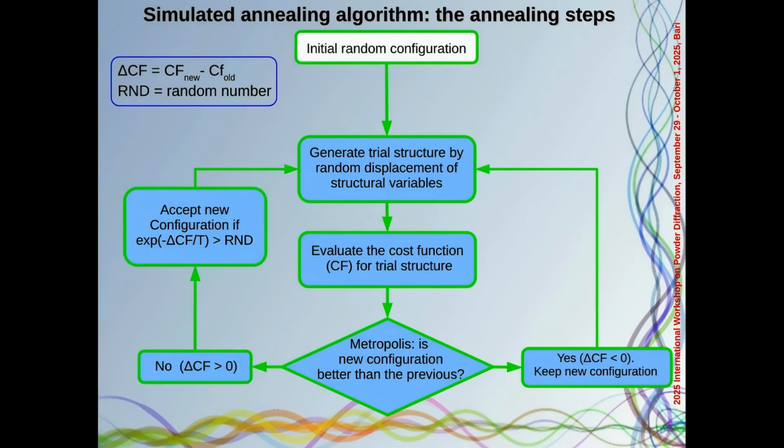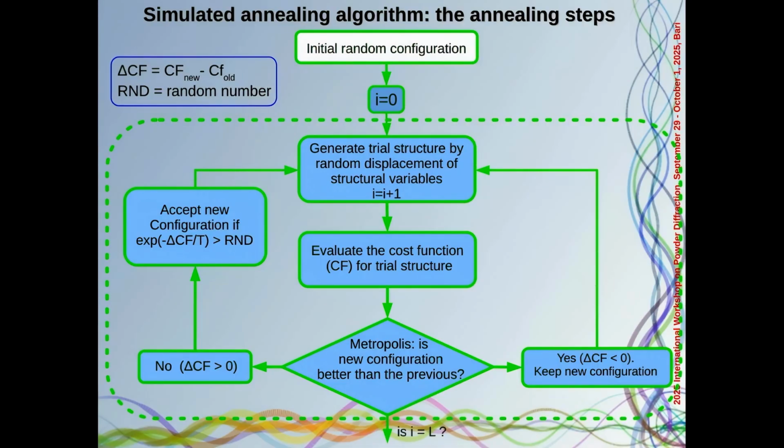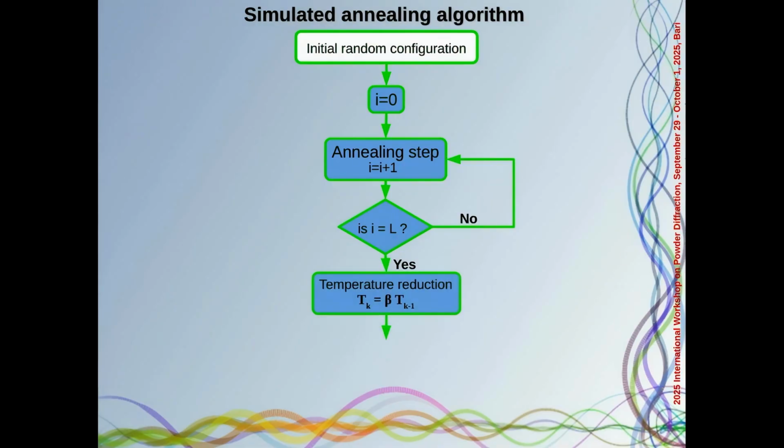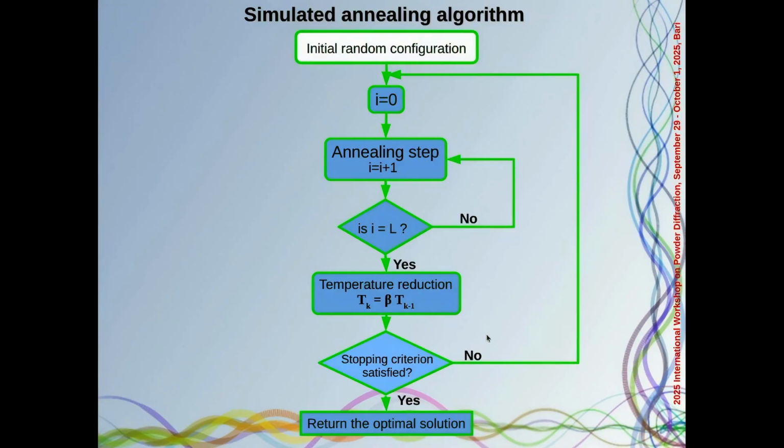And these steps are repeated. To simplify the algorithm, I will call this sequence of steps the annealing step. The annealing steps are repeated several times, for example, L times, and then the temperature factor is reduced, multiplying it, for example, by a beta factor, and these steps are repeated until a stopping criterion is satisfied.